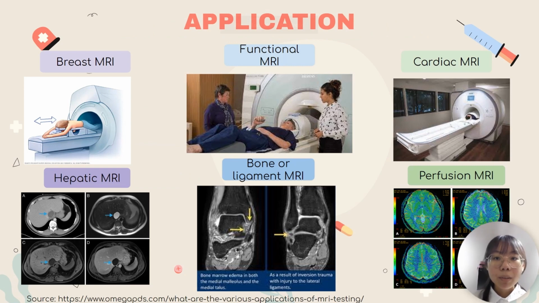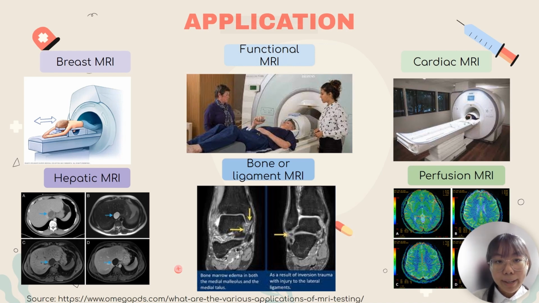Here are some applications of MRI for medical use. Breast MRI, to detect breast cancer, particularly in people who have dense breast tissue. Functional MRI, to measure the small changes in blood flow that occur with brain activity to evaluate the effects of stroke or other disease. Cardiac MRI calculates the patient's ejection fraction, a measurement of the percentage of blood pumped out of the heart each time it contracts.